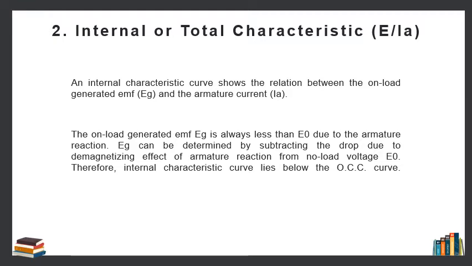The no load generated EMF EG is always less than E0 due to the armature reaction. EG can be determined by subtracting the drop due to the demagnetizing effect of the armature reaction from the no load voltage, meaning E0. Therefore, the internal characteristics curve lies below the OC.